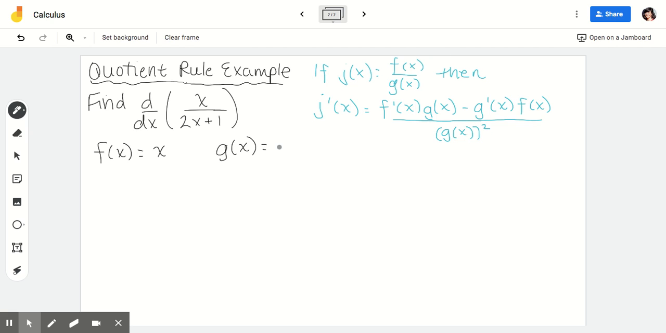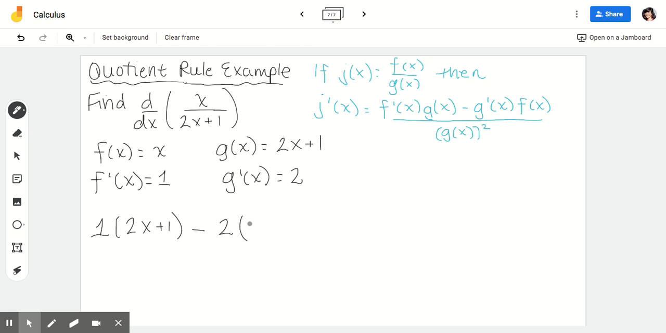So the numerator here is x and the denominator is 2x plus 1. And then the derivative of x is 1. And the derivative of 2x plus 1 is 2. So now to find the derivative of the whole function, we do the derivative of f of x, 1, times g of x, 2x plus 1, minus the derivative of g of x, 2, times f of x, x, divided by the original g of x, the original denominator, squared.